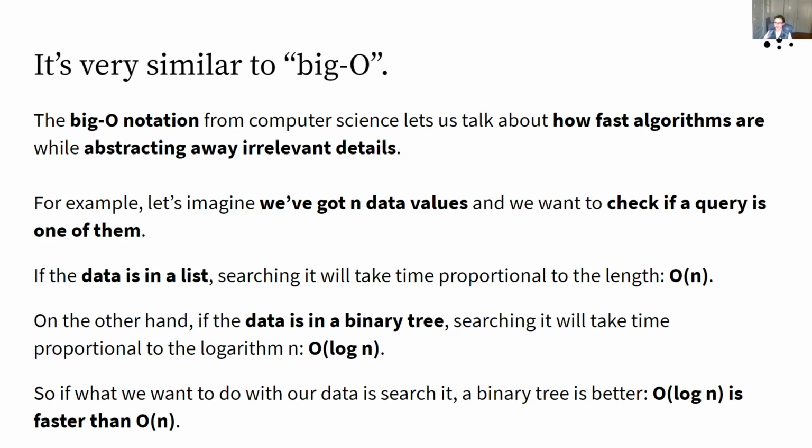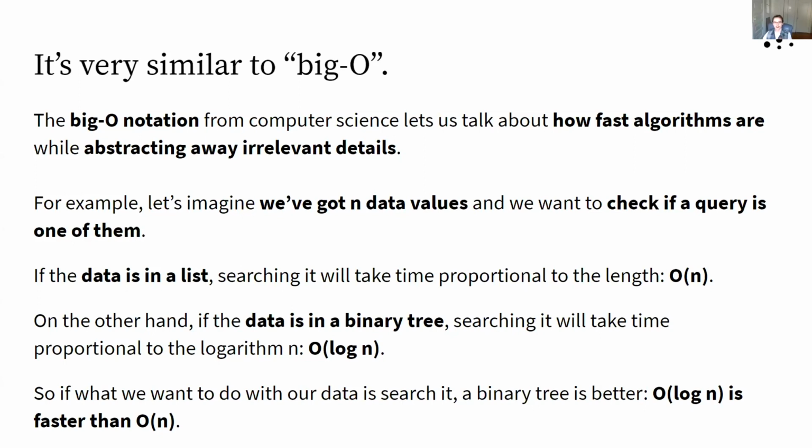So if what we want to do with our data is search it, a binary tree is better because O of log n is faster than O of n. Now, there's lots and lots of important details when it comes to actually implementing these algorithms, to figuring out exactly how fast each one is. But just generally, if we're working with a really big number, we know that the thing that is O of log n is almost always going to be smaller than the thing that is O of n.